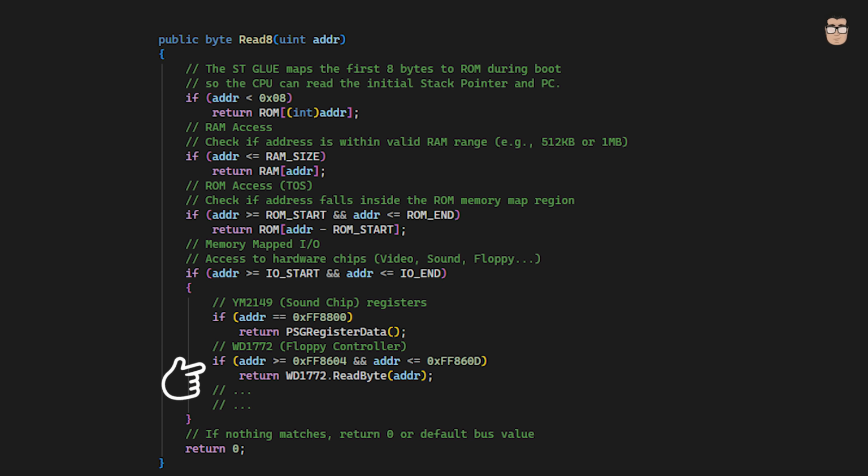Diving any deeper into specific addresses would require explaining the entire architecture of the Atari ST, which is not the goal of this video. However, this example perfectly illustrates how memory access logic is handled in practically any emulator.